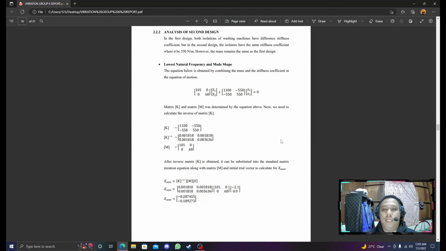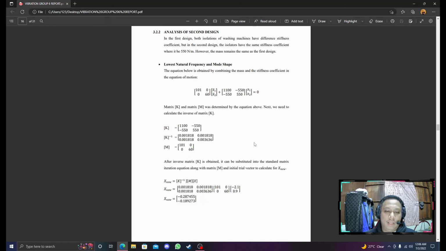Next, analysis of the second design. In the first design, both installations of the washing machine have different stiffness coefficients, but in the second design, the isolators have the same stiffness coefficient, which is 550 Newton per meter. However, the mass remains the same as the first design. For the lowest natural frequency and mode shape, the equation below is obtained by combining the mass and stiffness coefficient in the equation of motion. Matrix K and matrix M were determined by the equation above.